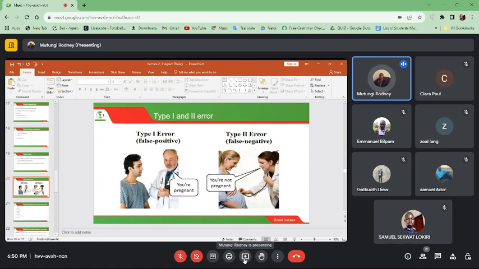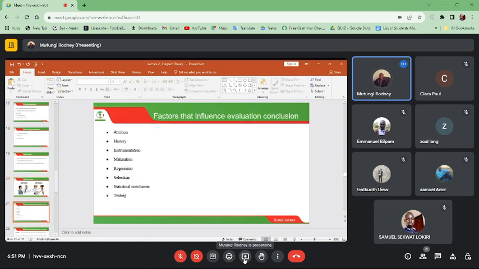And then a lady who is visibly pregnant is told by a doctor or a medic that she is not pregnant. So that would be a false negative. So when we are evaluating these programs, we often make such errors. Okay, so we need to always eliminate such errors when we are doing this evaluation.